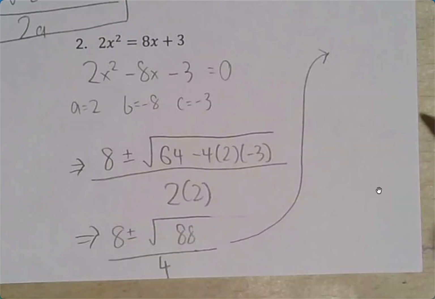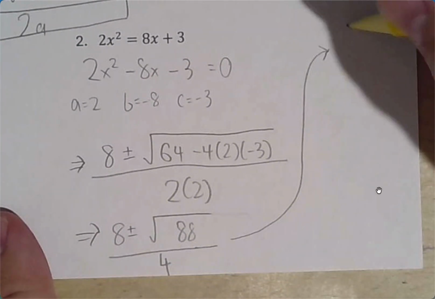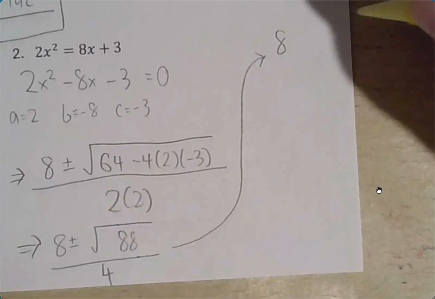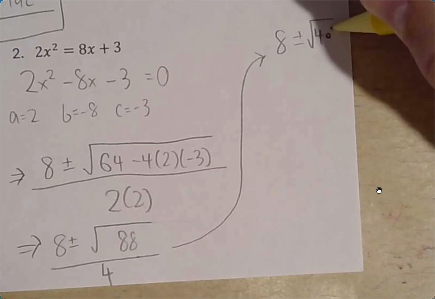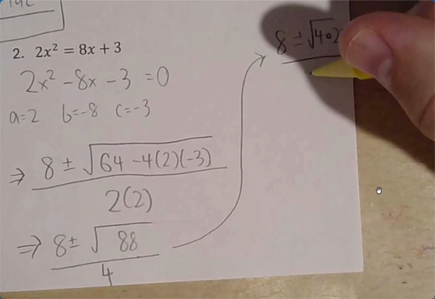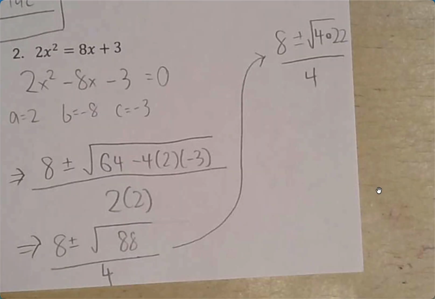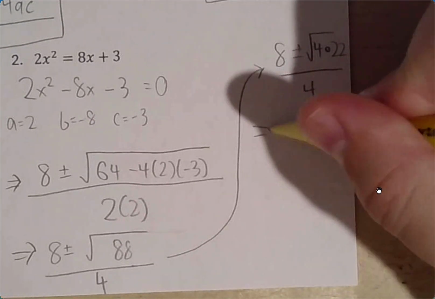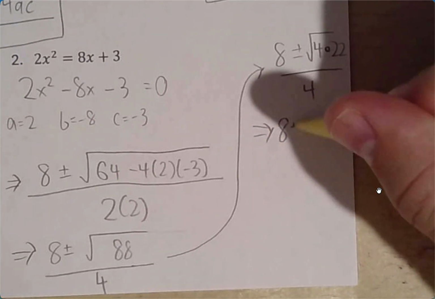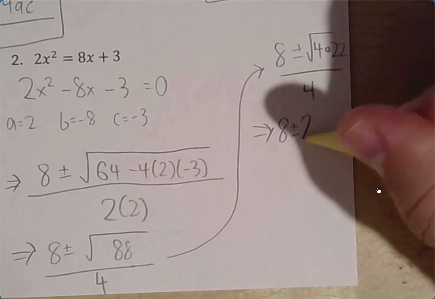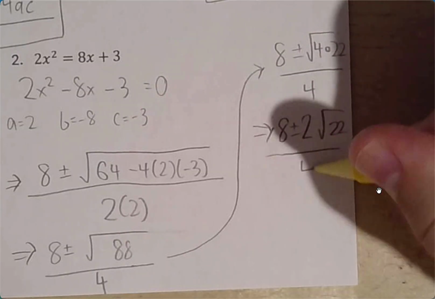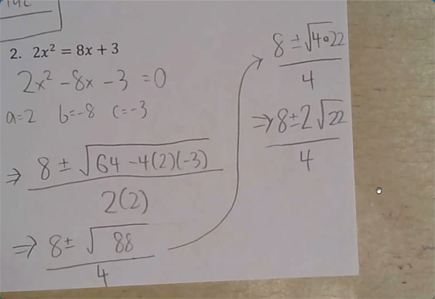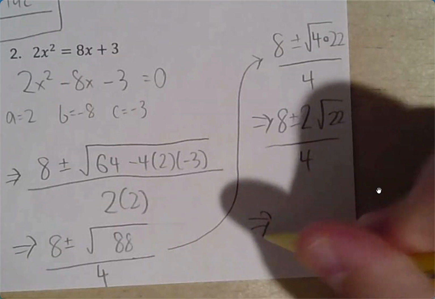However, let's think about 88 for a second. Is there a perfect square possibly hiding inside of 88? And I'm pretty sure there is, because, let's rewrite it, I'm pretty sure 88 is 4 times 22. And 4 is, of course, a perfect square. Well, watch what happens now. I now get 8 plus or minus 2, because that's what 4 roots to, and now it escapes. 22 all over 4.